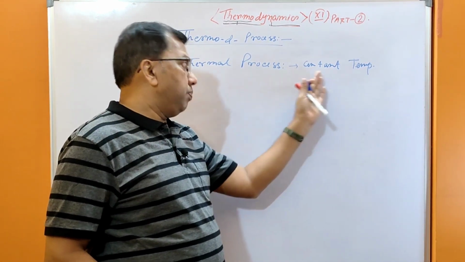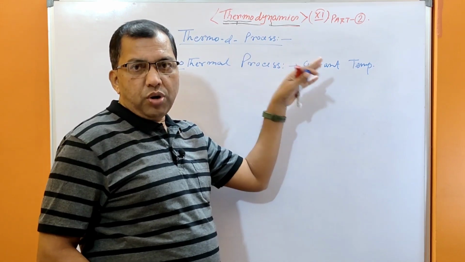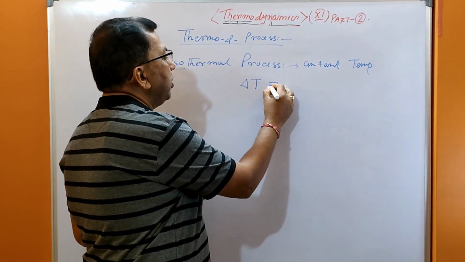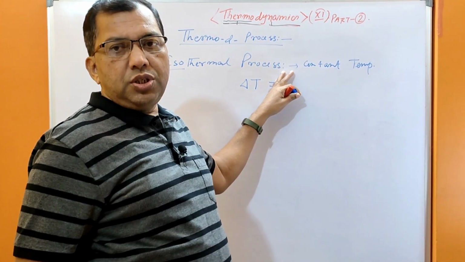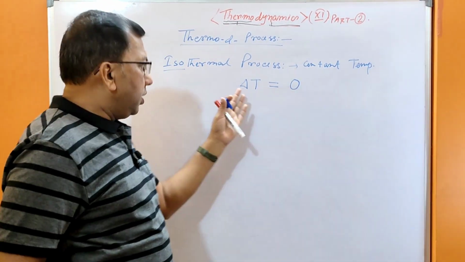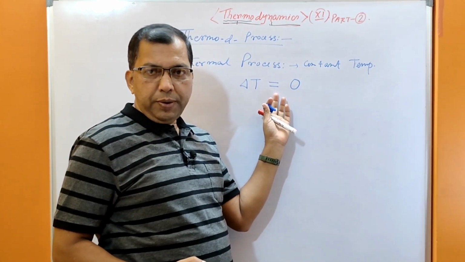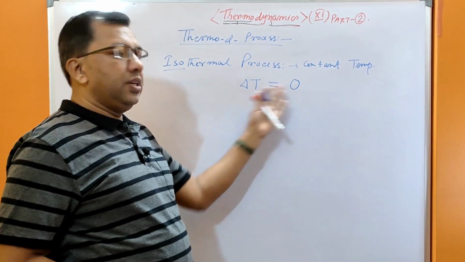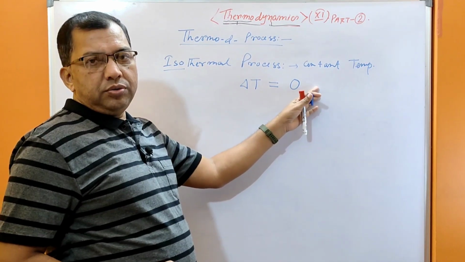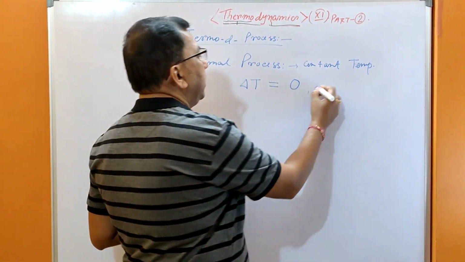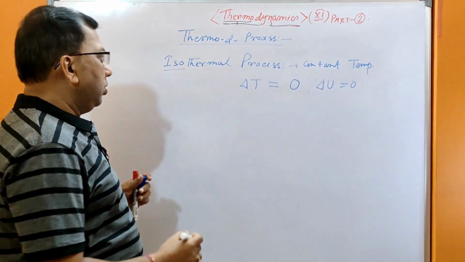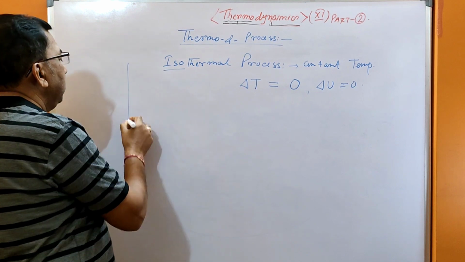Okay. So in this process, what will happen? Here delta T, the change of temperature, is 0. So delta T equals 0 in isothermal. For an ideal gas, delta E, that is delta U, is also 0.